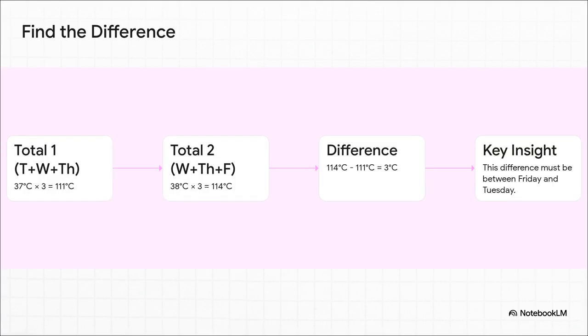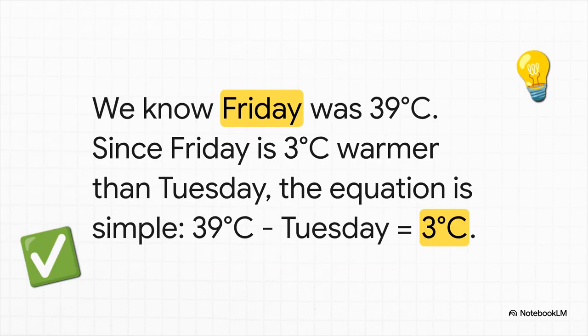Let's walk through this. The total temperature for that first block, Tuesday, Wednesday, Thursday, is 111 degrees. The total for the second block, Wednesday, Thursday, Friday, is 114 degrees. Now, think about it. Since Wednesday and Thursday's temperatures are the same in both calculations, that 3-degree difference between 111 and 114, where can it possibly come from? It has to be the difference between Friday's temperature and Tuesday's temperature. And this is the last piece of the puzzle. We just figured out that Friday is exactly 3 degrees warmer than Tuesday.